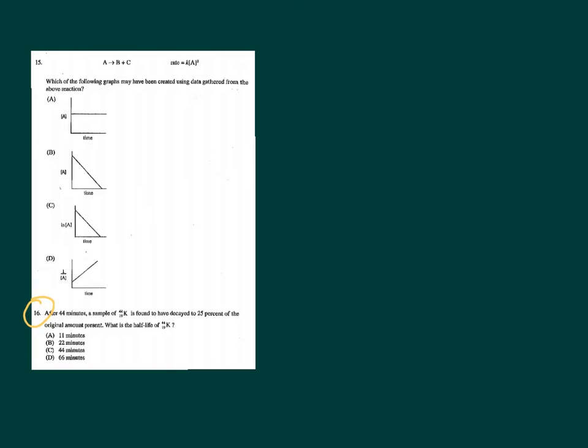Number 16. After 44 minutes, a sample of this stuff. First thing to note right here is really important, is that it is a radioactive isotope that is decaying. It's a nuclear decay, and you remember when radioactive isotopes decay, it's always a first order process. There are no exceptions to that. So it's not really a reaction, it's more of a nuclear reaction. And they like to use these cases because they're always first order. And so you're supposed to know that's the key piece of information here.